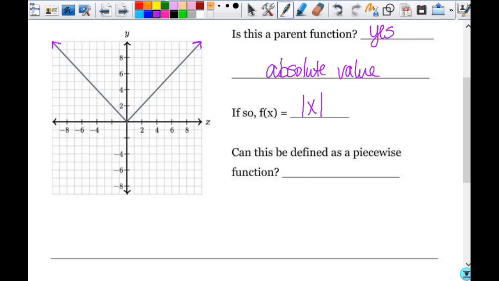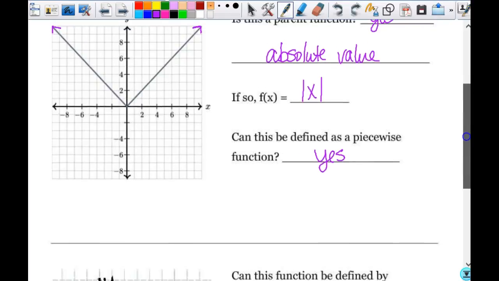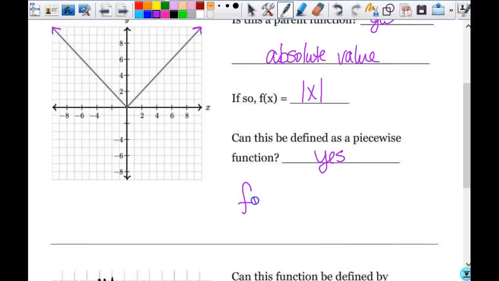Can this be defined as a piecewise function? Instead of saying it's the absolute value of x, could we look at it as pieces of two other functions? What do you think? Yes? Okay. So we can. This is what we're going to do. We're going to say, all right, f of x equals, and then you have to do the little curly brackets here. How many pieces do we have? 2. Okay, and so the first one goes from negative infinity to 0, right?